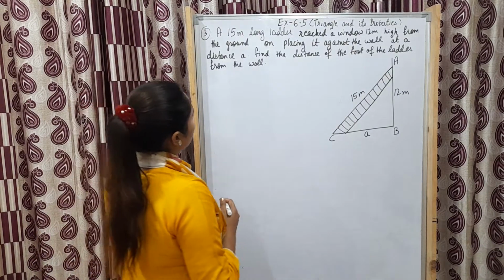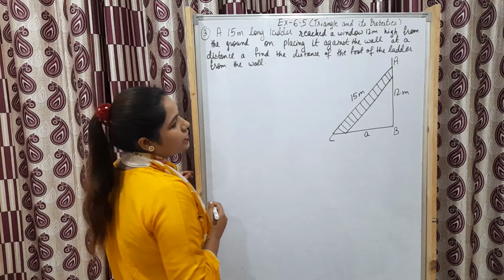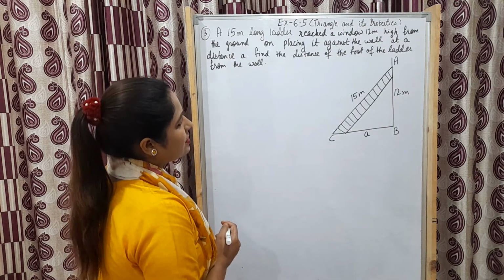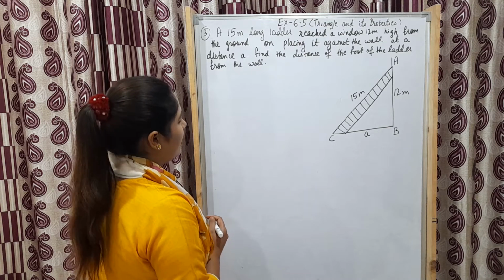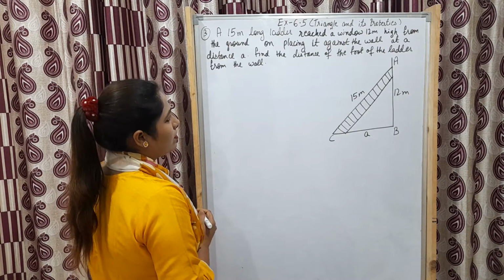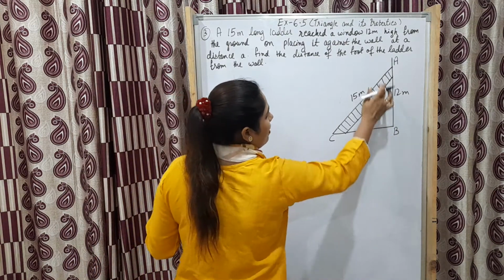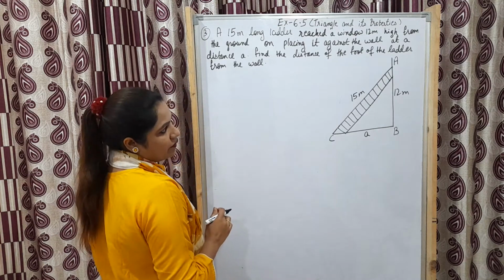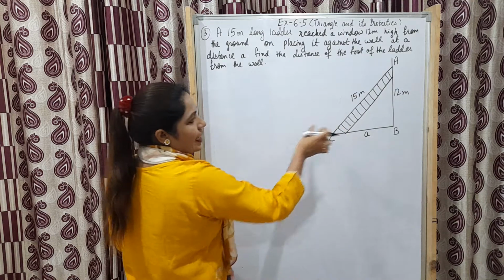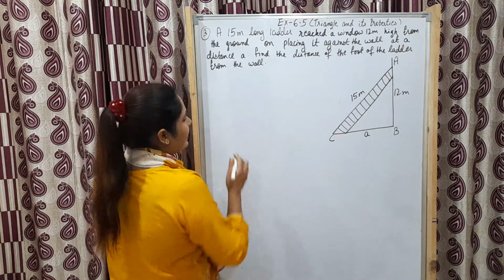Third question. A 15-meter long ladder reached a window 12 meter high from the ground. On placing it against the wall at distance A, find the distance of the foot of the ladder from the wall. Students, this figure is given to you, but the naming is not given in the question. I have given the name ABC. So this one is our ladder. So first we will name it as AC is a ladder.